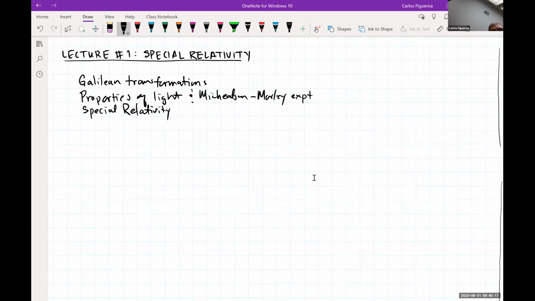Maybe I shouldn't have said Galilean transformations. Maybe what I should have said is Galilean relativity. You're going to see that all of today I'm going to spend on Galilean relativity, because it's super important to getting us to go back and look at what is special relativity. Then I'm going to look at properties of light and the Michelson-Morley experiment. And then we'll go into special relativity.